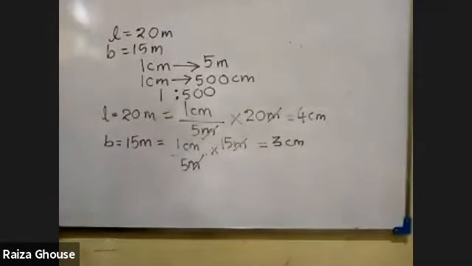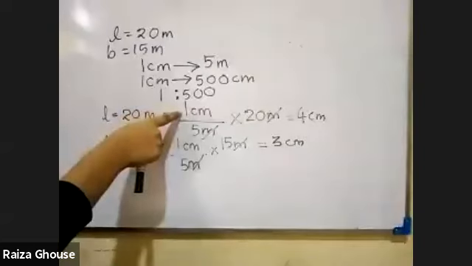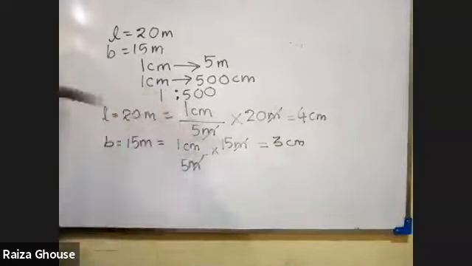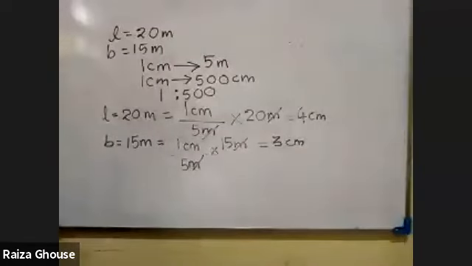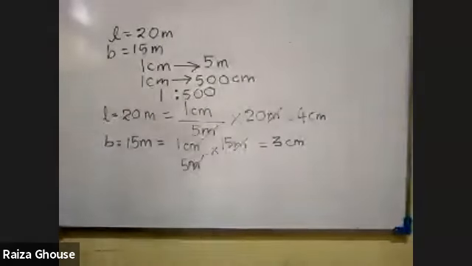So that means 5 meter is represented by 1 centimeter in your book, but we need to draw a length of 20 meter. So 20 divided by 5 is equal to 4 centimeter.